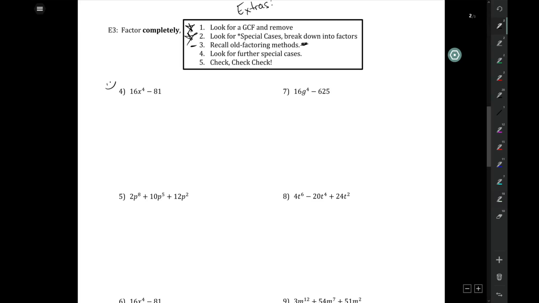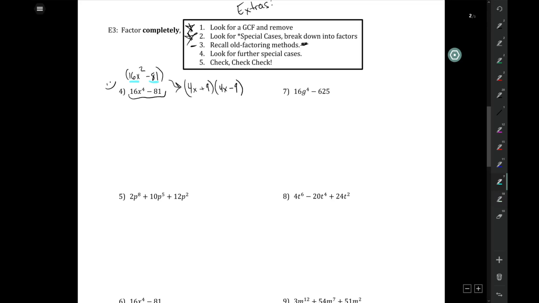Okay, our first problem here. So it looks scary: 16x to the fourth minus 81. Well, let's just pretend it were 16x squared minus 81. So let's pretend it was a difference of squares, because really, it just is. Well, you would hopefully recognize that would be 4x plus 9 and 4x minus 9. Okay, having the difference of squares.